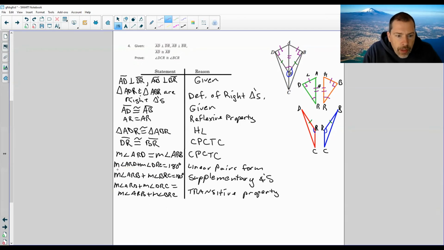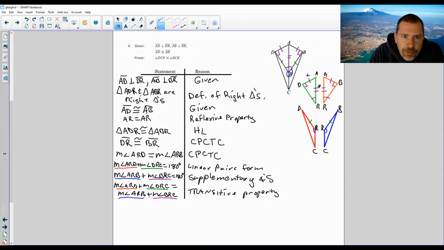ARD plus DRC is 180. ARB plus BRC equals 180. Then ARD plus DRC equals ARB plus BRC. So this plus this equals 180. The blue plus the purple equals 180. Therefore, the red plus the green equals the blue plus the purple.